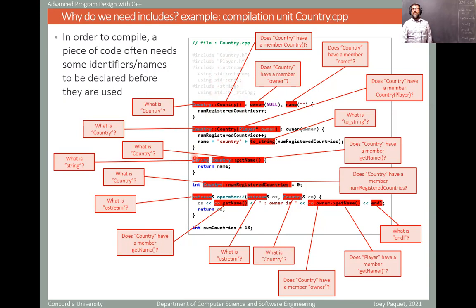What is country? What is string? What is country again? What is this country? ostream. What is this? I don't know that. getName. I don't know that.